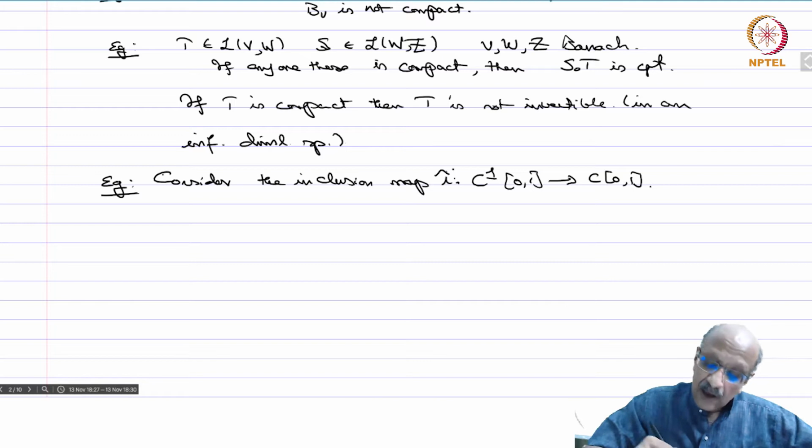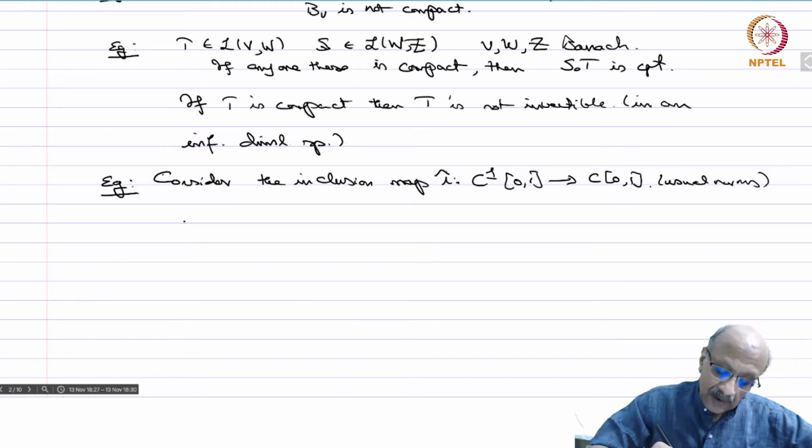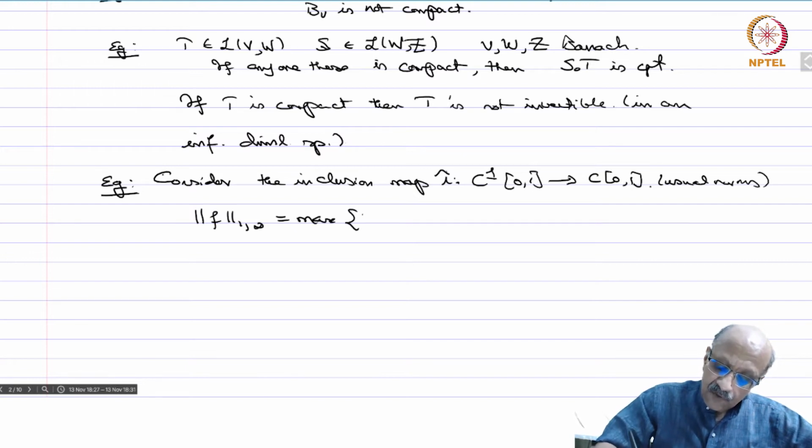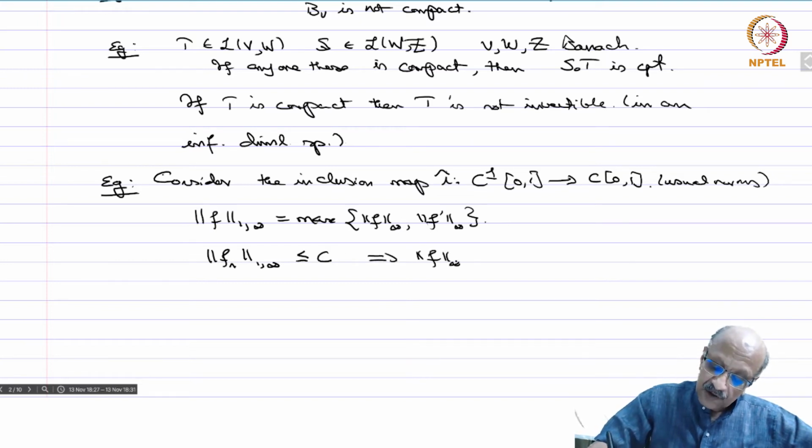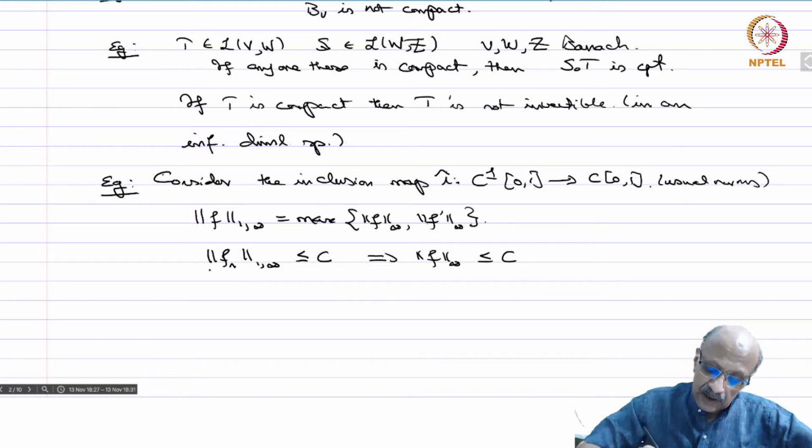Now C1 has its norm, namely the maximum of norm f infinity and norm f dash infinity. That's the norm in C1, and here is the usual sup norm, norm f infinity. With these usual norms, they are Banach spaces, and we want to show that this map is compact. So norm f 1 infinity is the max of norm f infinity and norm f dash infinity, and therefore if norm fn 1 infinity is less than or equal to C, this means that norm fn infinity is also less than or equal to C. So this sequence is bounded.